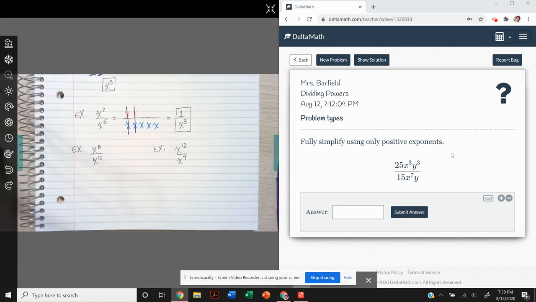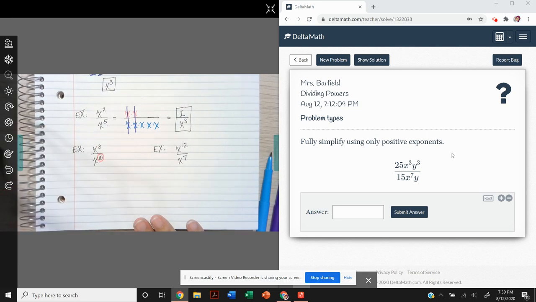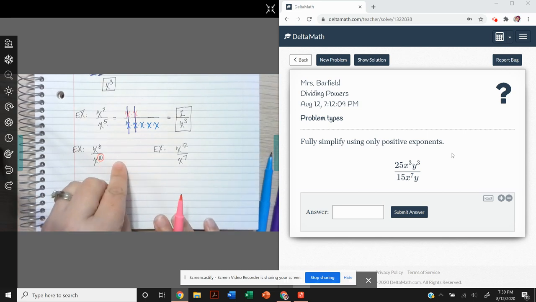All right, so now this is what I do when I have problems and I'm trying to say, I don't know which way I need to subtract. When you look at a problem, circle the exponent that's bigger. So since the exponent is bigger, look where I circled it. I circled it and it's in the denominator. So that means when I subtract, my answer goes in the denominator.